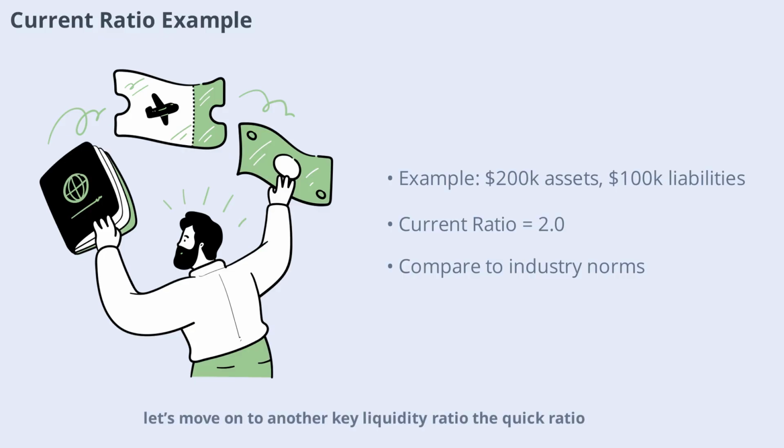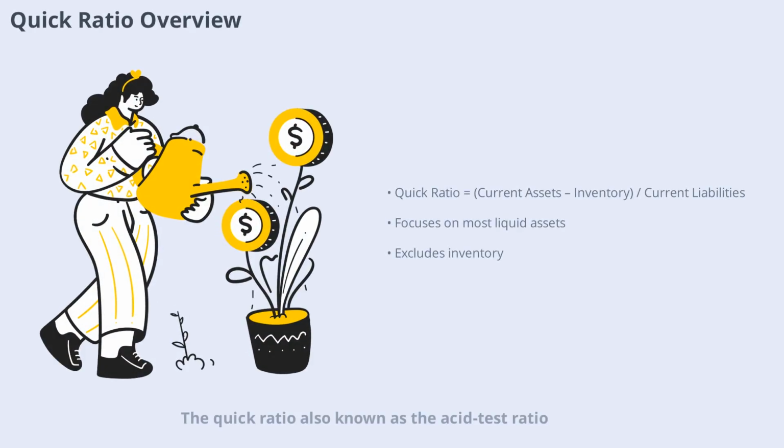Next, let's move on to another key liquidity ratio, the quick ratio. Quick ratio, also known as the acid test ratio, is a more stringent measure of liquidity. It excludes inventory from current assets, focusing only on the most liquid assets like cash, marketable securities, and receivables. The formula is (current assets - inventory) / current liabilities. This ratio tells you whether a company can meet its short-term obligations without relying on selling inventory, which might not be as easily converted to cash. Let's break down how this works.